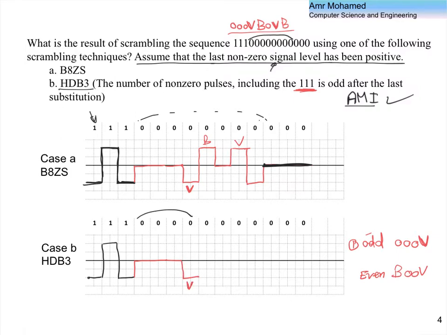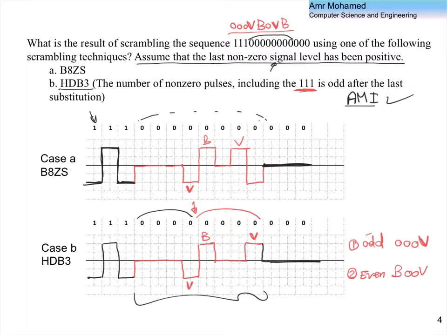Right. So now we have another 4 zero bits. What is the number of non-zero pulses here? It's 0. 0 is even. So we go here. So now we go bipolar and then 0, 0, and then violate. And now the scrambling is done, so we go back to the normal AMI sequence. So this is the scrambling effect.